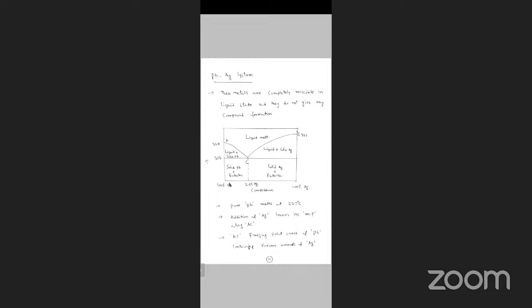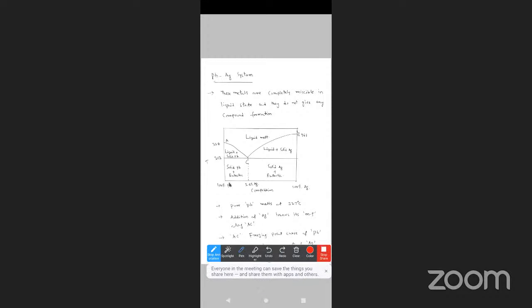It contains various amounts of silver. Now if you observe at this point C, the composition of silver is 2.6%, which means the remaining is lead. Only 2.6% of silver is present at this point, that is the eutectic point.